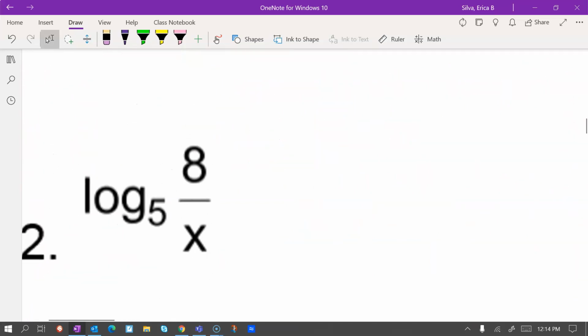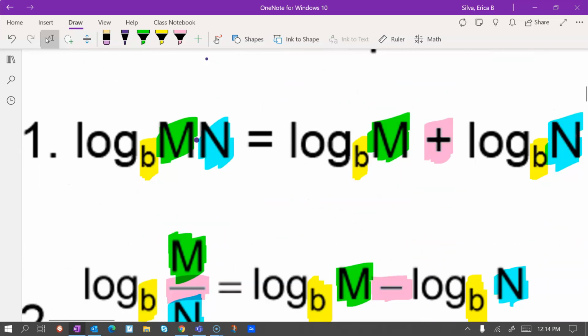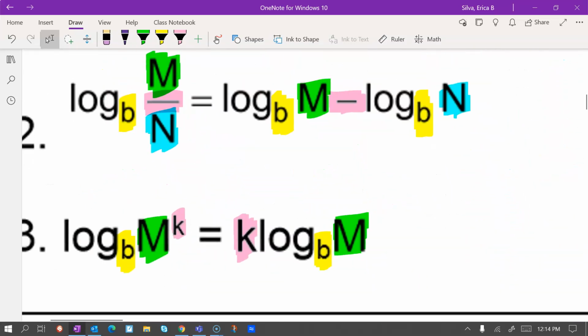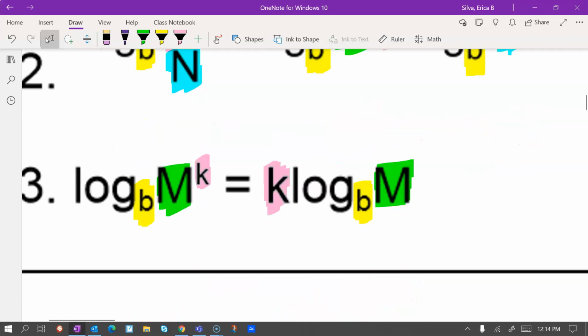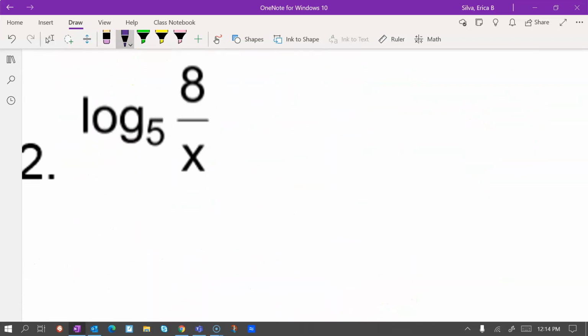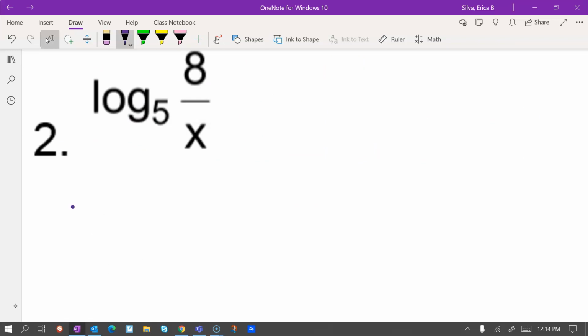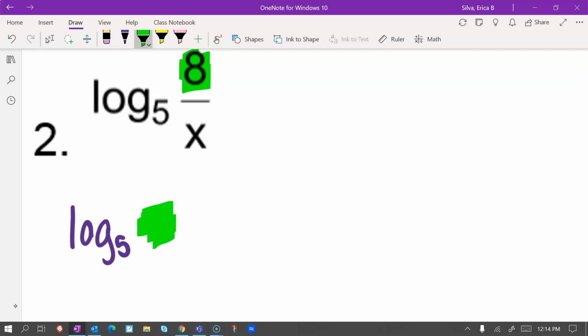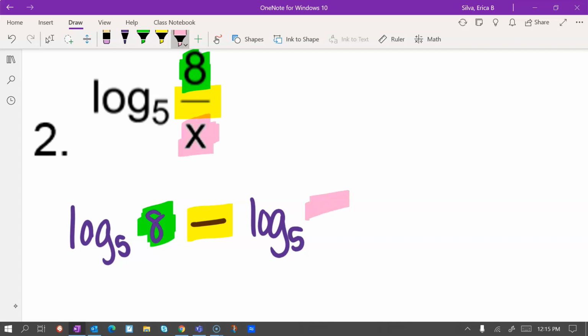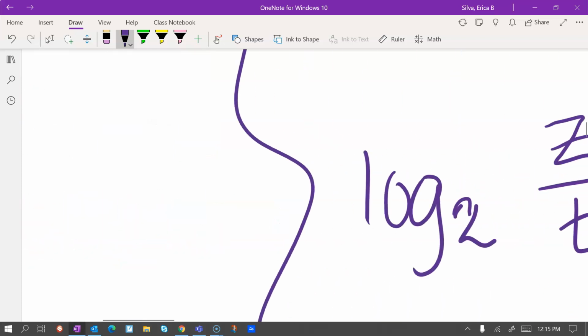For this next example, notice how we are dividing. So when we divide, we're going to subtract our logs from each other. And remember, both logs are going to have the same base. So let's start with log base 5 of my numerator minus log base 5 of the denominator. Okay, go ahead and give it a shot.